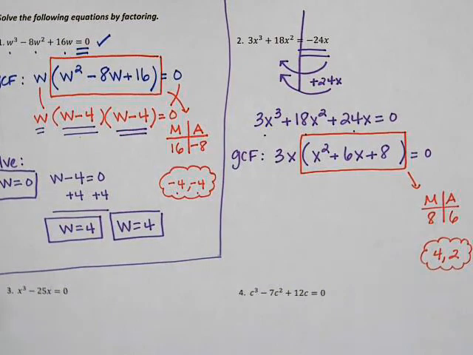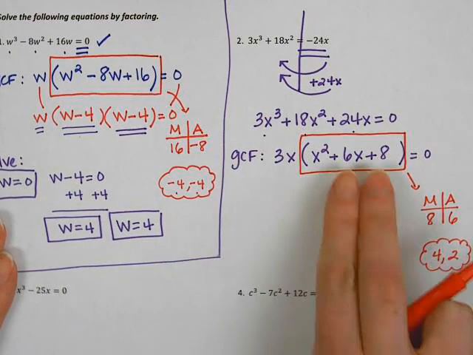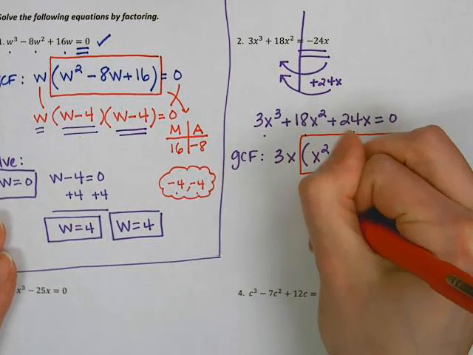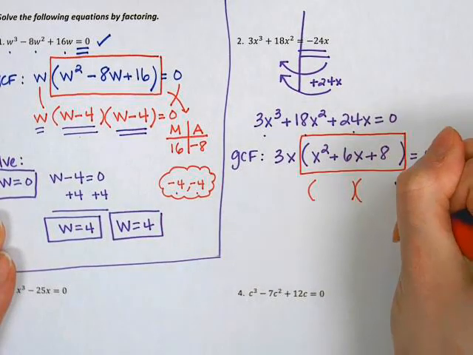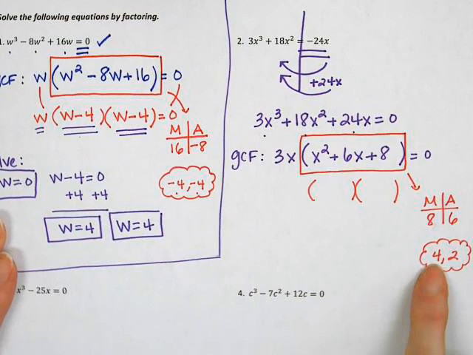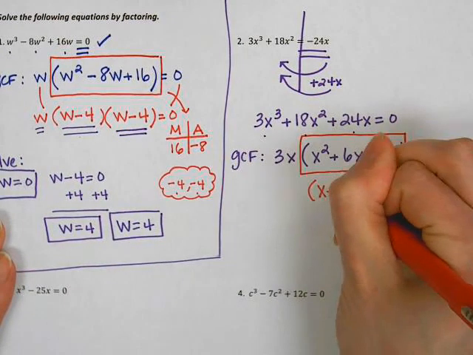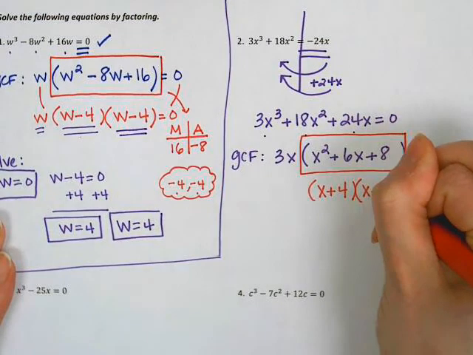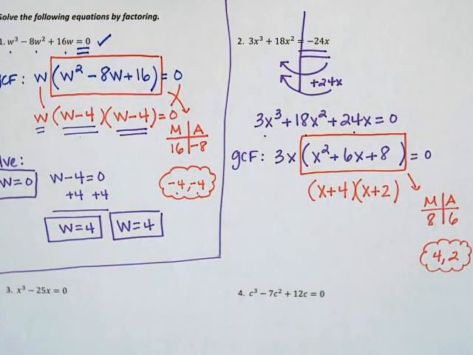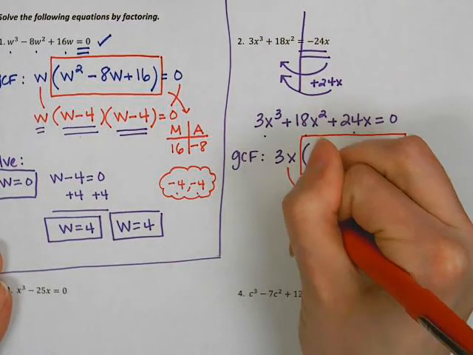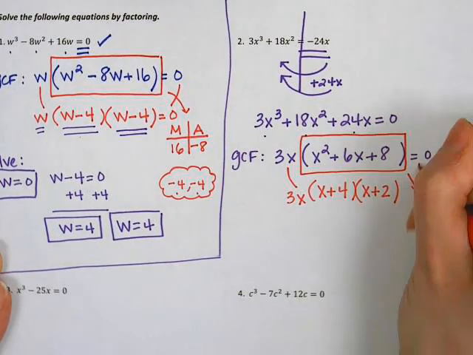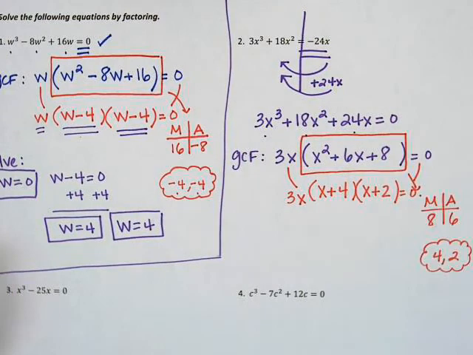Now let's use our trick. Instead of plugging them in factor by grouping, let's go ahead and jump straight to the factors. If it's positive 4 and positive 2, it's x plus 4, x plus 2. All right, let's drop down the GCF of 3x, and let's drop down equals 0. And now we solve.